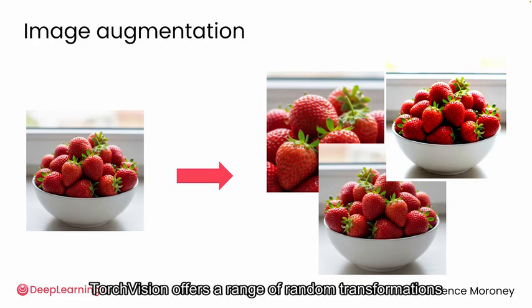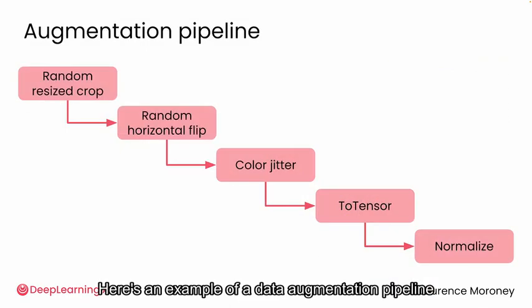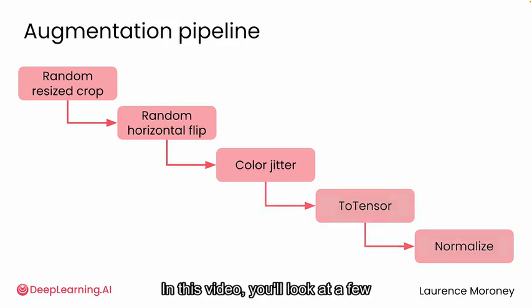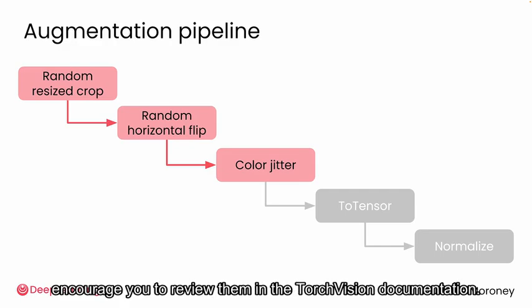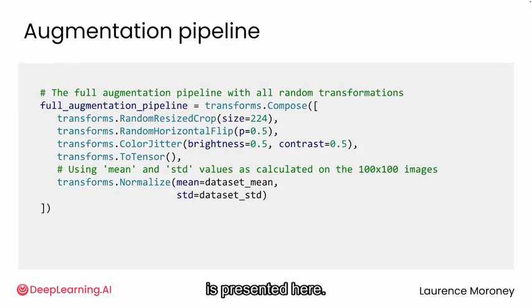TorchVision offers a range of random transformations that introduce these types of variations to your training images. Here's an example of a data augmentation pipeline that performs several randomized operations. It resizes and crops the image at random, randomly flips the image horizontally, adds random color jitter, and finally converts it into a tensor and normalizes it. In this video, you'll look at a few of these random transformations. However, the list is extensive, and I encourage you to review them in the TorchVision documentation. The code for the composed transform pipeline is presented here.